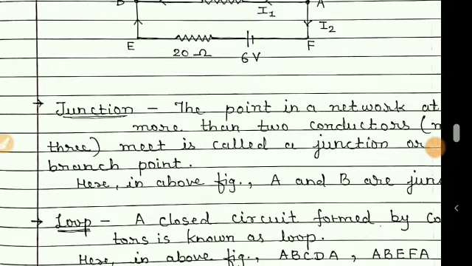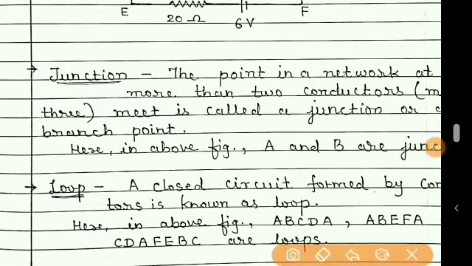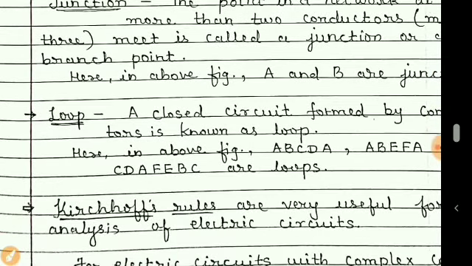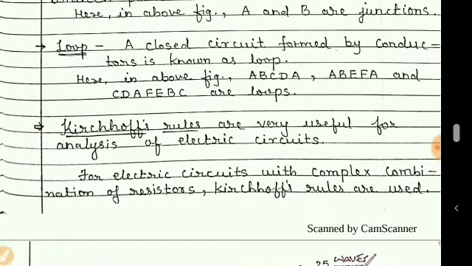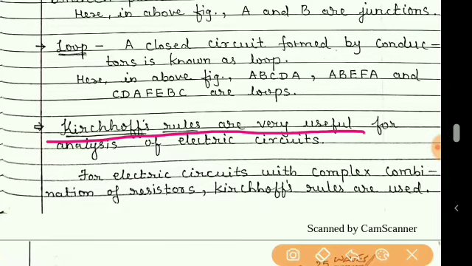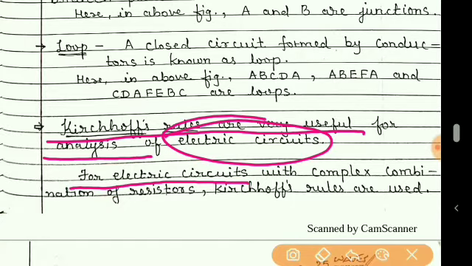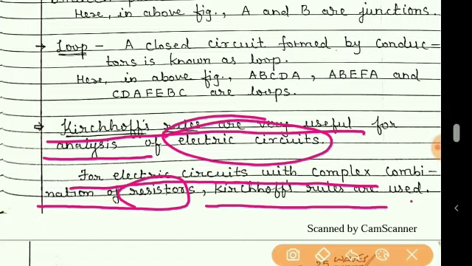So students, I hope you understand about junction and the loops in a network, and even what is network also. So students, once again I'll repeat that Kirchhoff rules are very useful for analysis of electric circuits. If the electric circuits are with complex combination of resistors, Kirchhoff rules are used.